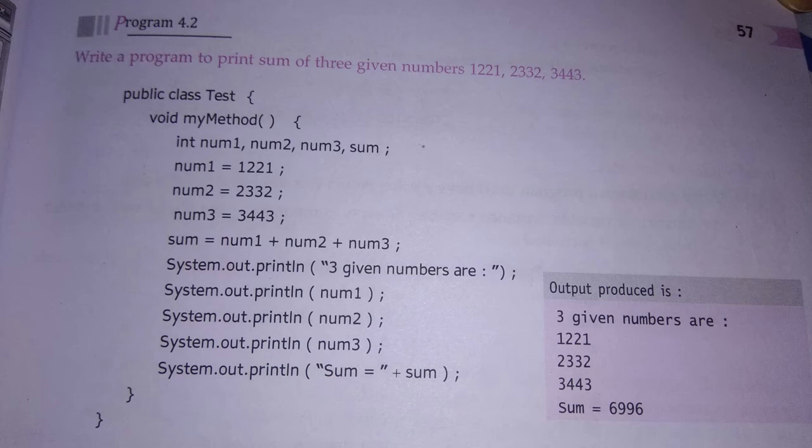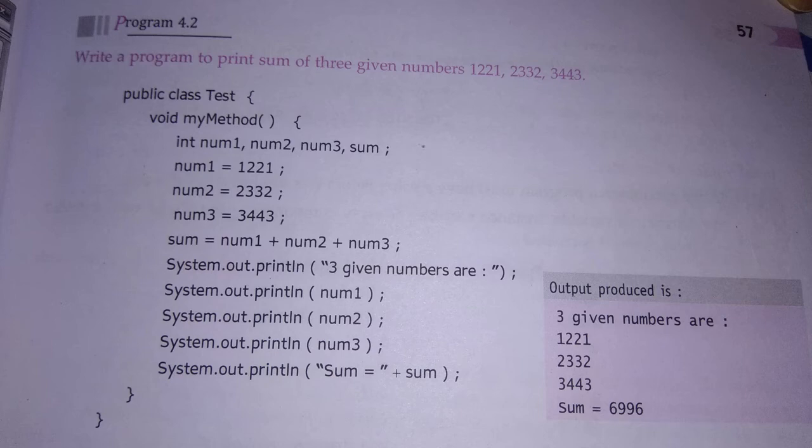Okay, now I will initialize the variables. Already values are given: num1 equals 1221, num2 equals 2332, and num3 equals 3443. Okay, now simple, how can we add? In which variable do I want to store the sum? That variable name is sum. So sum equals num1 plus num2 plus num3. Okay, simple, how you add in maths. In the same way, we will add the variables. It means we are adding the values which are stored in the variables num1, num2 and num3.